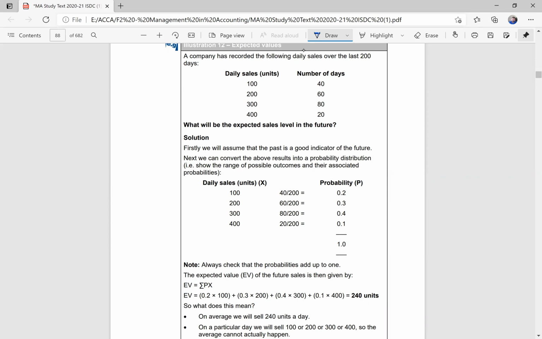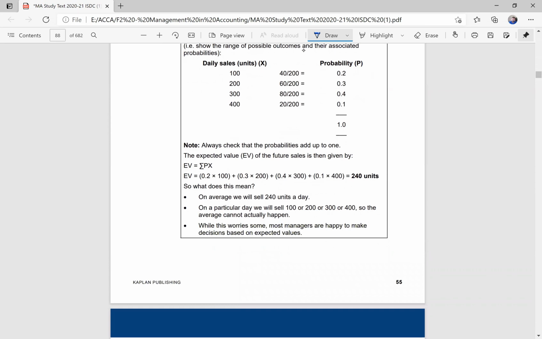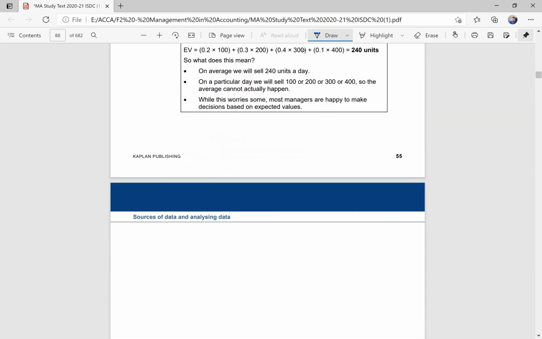Now, when you need to compute the expected value, what you are going to do is multiply each probability by the outcome occurring. So 0.2 into 100 plus 0.3 into 200 plus 0.4 into 300 plus 0.1 into 400. That would give you 240 units. So this means that on average, 240 units a day will be sold.